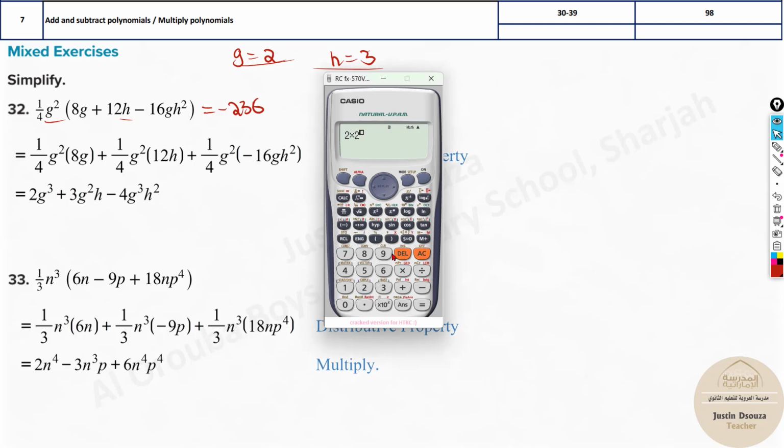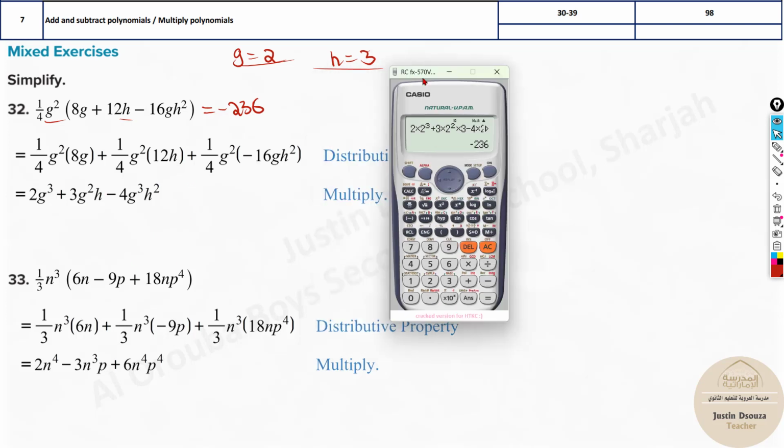Substitute G as 2. So we have 2 cubed plus 3 into G, which is again 2 squared, multiplied by 3, H is 3, minus 4 into G, which is again 2 cubed, multiplied by H, which is 3 squared. Okay, this is again negative 236. The other answers cannot be the same. If that is the same, that's the same answer. It's not possible. So when you do this method, only one answer will give you the correct value. Okay, so that's how we can eliminate the others.